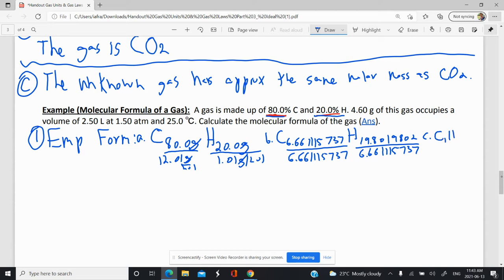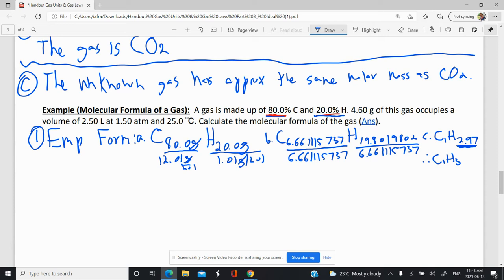And so we're going to get C1H, so that divided by 6.661115737, about 2.97. This is in the roundable range, right? It's roundable already. We don't have to multiply by anything. We can just say, therefore, the empirical formula is C1H3. So we found our empirical formula.